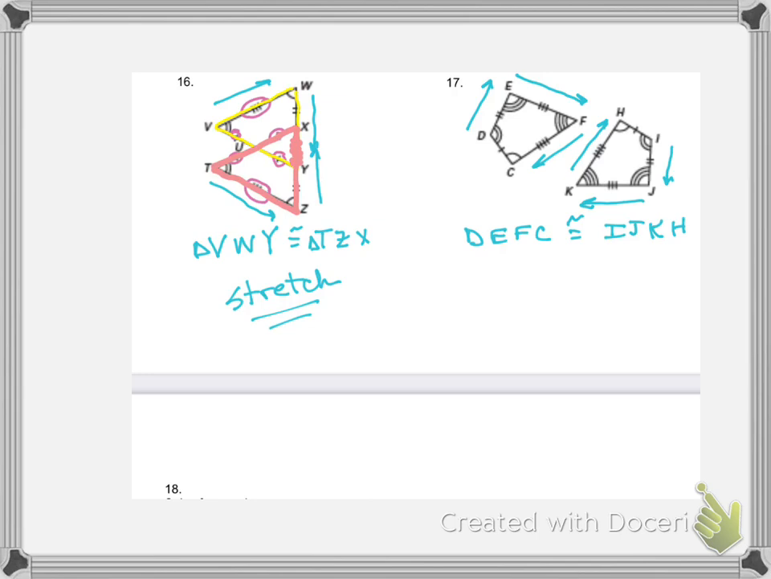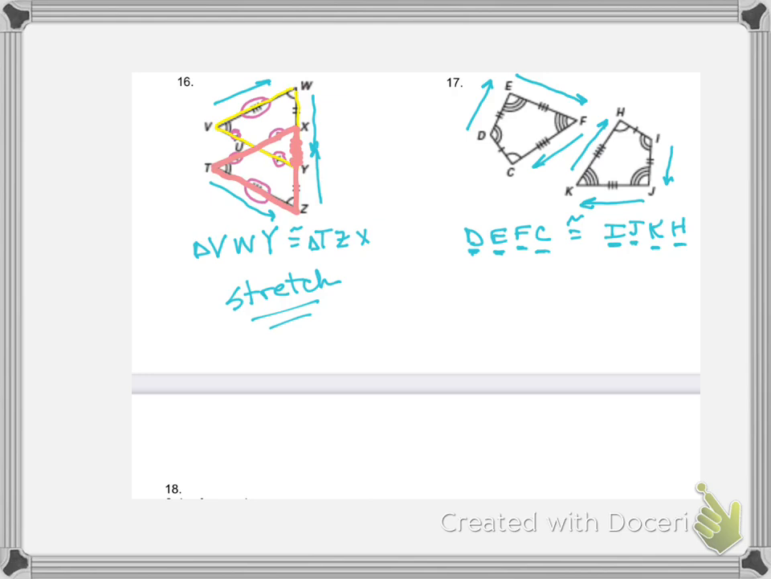Okay, so check your angles. That's the quickest way to know you have this correct. Does D match I? Yes, it does. Does E match J? Yes, it does. Does F match K? Yes, it does. And does C match H? Yes, it does. So they all line up, so I know my congruency statement is correct.